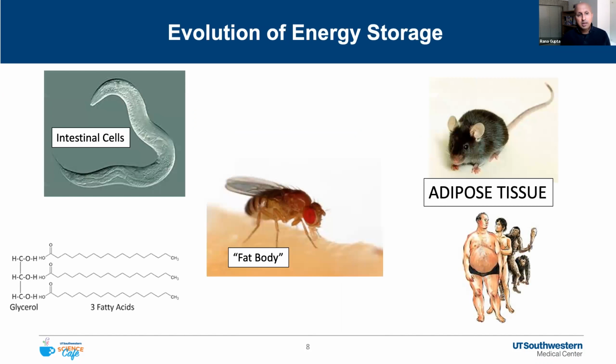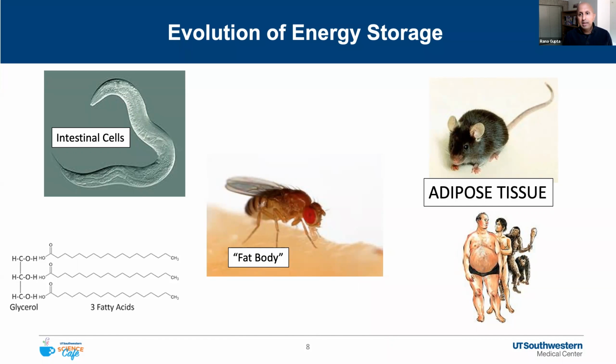Now, throughout evolution, organisms have been able to store excess energy in the form of triglyceride, which is depicted here in the bottom left. And each species has developed different ways of storing triglyceride. In worms, they store excess energy actually in intestinal cells. So the intestinal cells is where you store excess triglyceride. In fruit flies, they have something called the fat body, which is actually kind of like the liver and your fat tissue combined, where they store excess energy in the form of triglyceride.